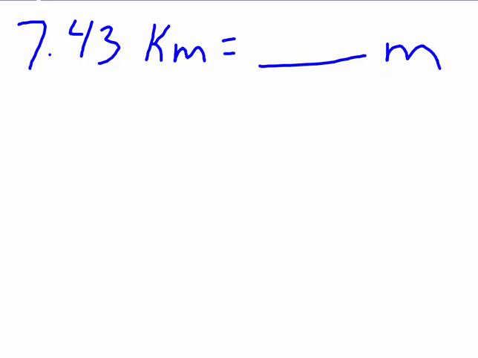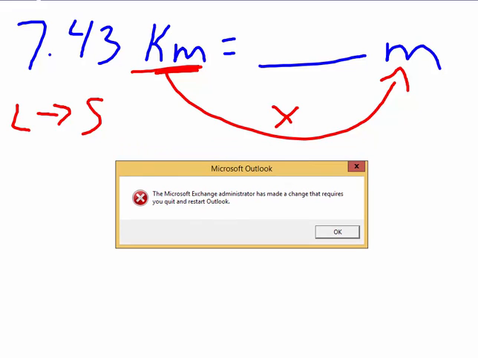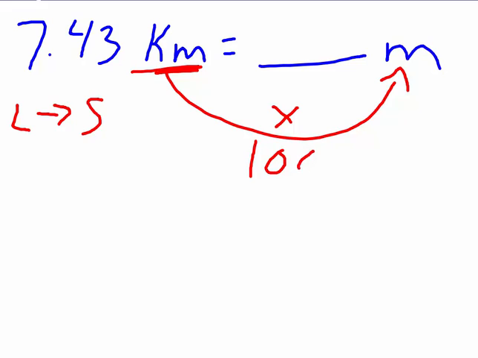I have 7 43/100ths of a kilometer. I want to know how many meters that is. Well, I know I'm going from a large unit to a smaller unit. When I go from a large unit to a smaller unit, I'm going to be multiplying. And I know 1,000 meters equals 1 kilometer. So I'm going to be multiplying by 1,000.